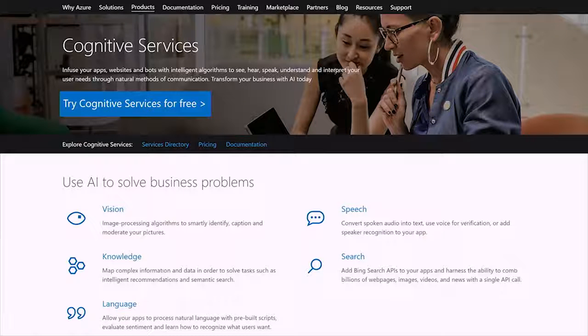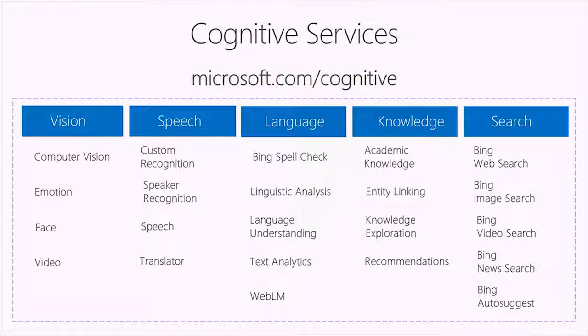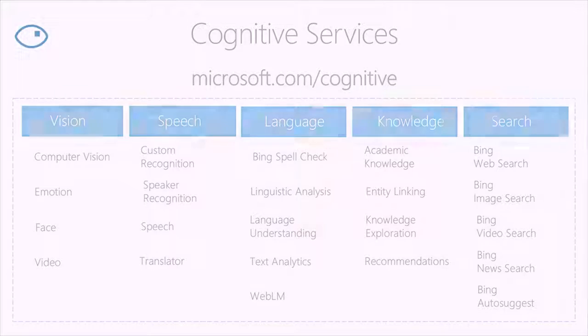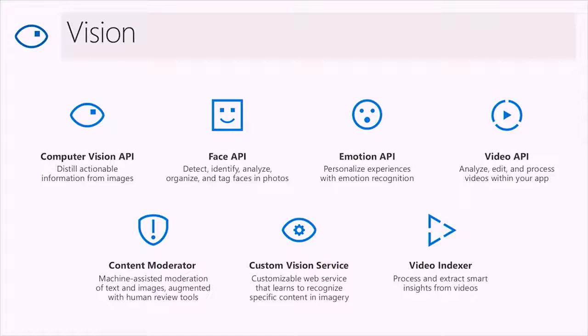So if we look at cognitive services as a whole, you can see that, like you said, it's broken down into vision and speech and knowledge, language. And these are the things that fall under it. If we look at vision, we have computer vision API, which is something we're going to dive deeper into. We have face API we're going to dive deeper into. And then there's some other ones. Did you want to talk about the emotion or any of the other ones?